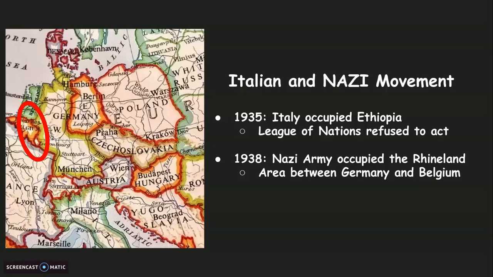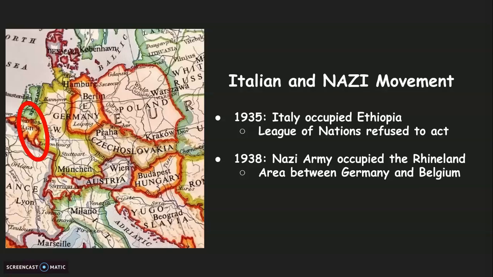So Italy goes out there and occupies Ethiopia, and despite the pleas from the leader Haile Selassie to the League of Nations, the League of Nations actually refuses to act. They don't want to act because they're afraid it might lead to another world war.